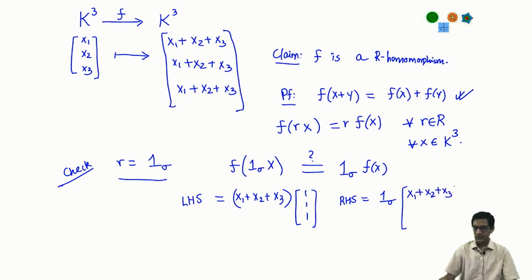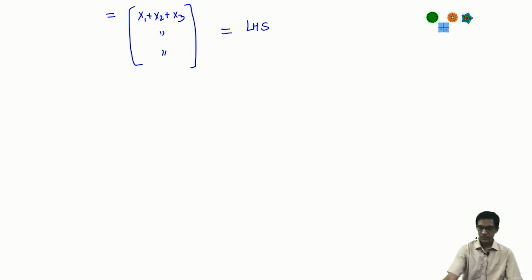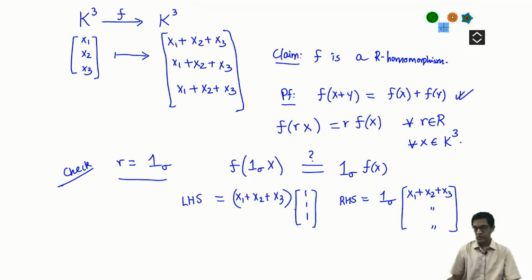x1 plus x2 plus x3, in each component. Now what does 1 sigma do to this vector? Well, it again permutes the three components, but all 3 are equal to each other. So when I permute the 3, I don't get anything new, I just get the same answer again. Observe, because the 3 components are the same, it just gives me x1 plus x2 plus x3 on each component. And so that's exactly equal to the left hand side. Observe, the left hand side was also the same thing.